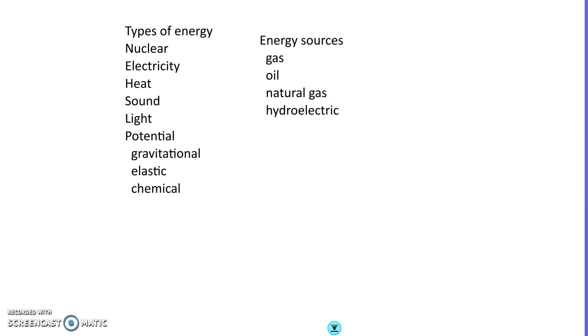Energy sources are places that we get the energy we use to run all the stuff in our lives. Primarily, we think of electricity, but of course, we also have gasoline engines. A lot of things run on gasoline, and there are other types of energy. But when we talk about energy sources, we're really talking about where we get the energy from. And so we talk about oil and gas and natural gas.